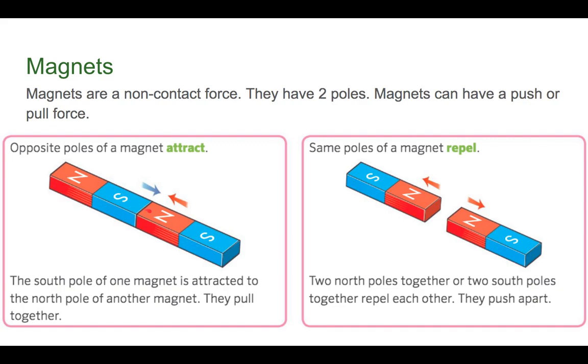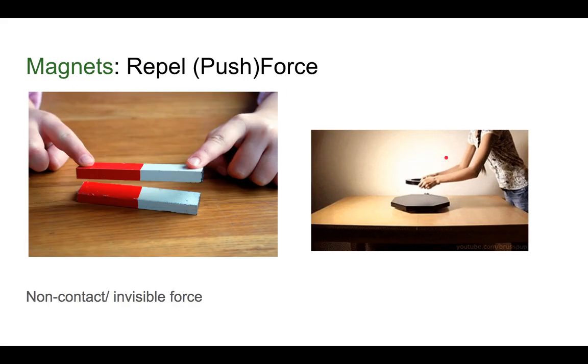They pull together. In this example, the same poles of a magnet are together and they repel. They push apart. So when you put north with north, they push apart in opposite directions. That's called repel. They repel. Here's an example of repelling forces. When a north and a north are together and a south and a south, they repel. It's invisible. You cannot see it.